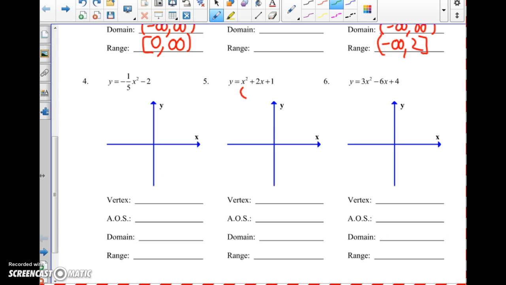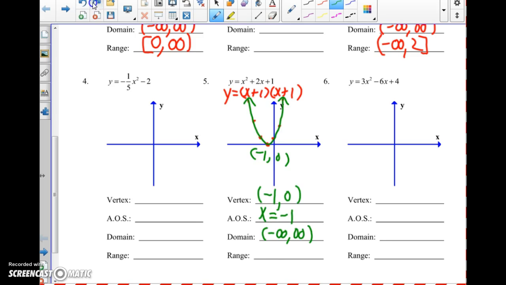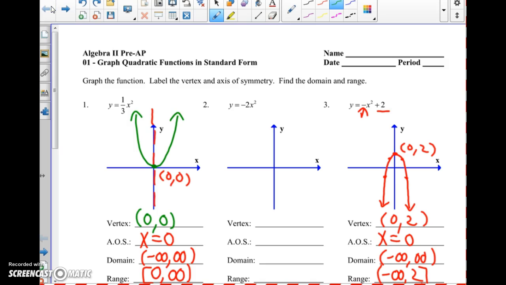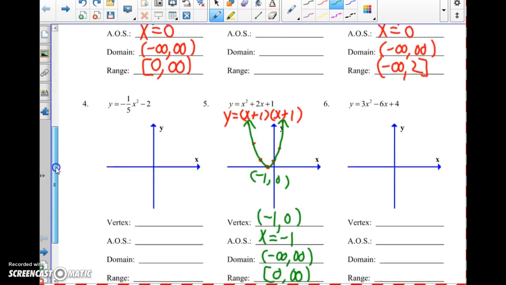We'll see if you got it. So you can factor this number 5 to find out where it hits the x-axis. And what you find out is that it hits the x-axis at negative 1. You just throw it in the calculator. Let's go back. Sorry about that. There it works.